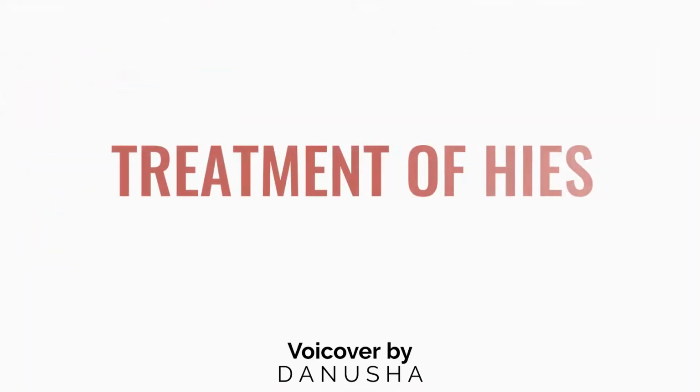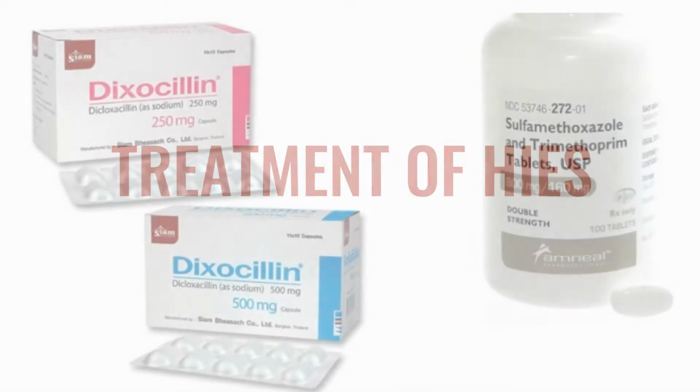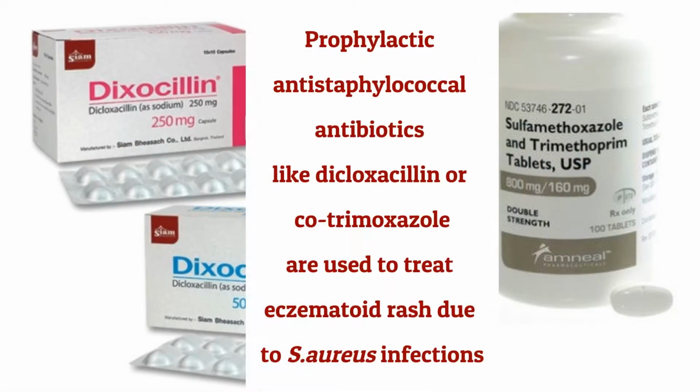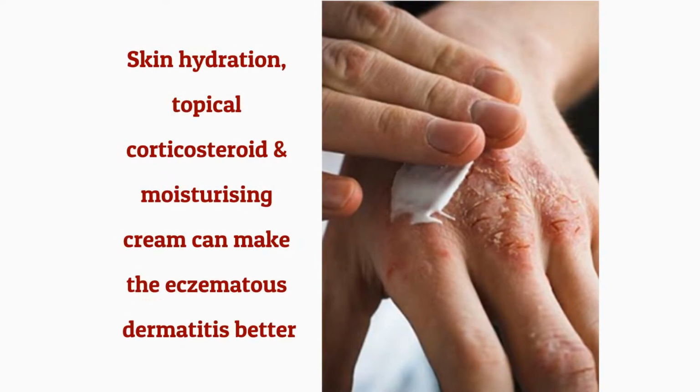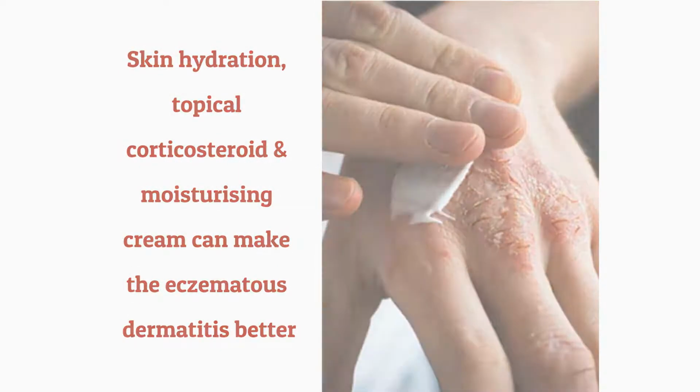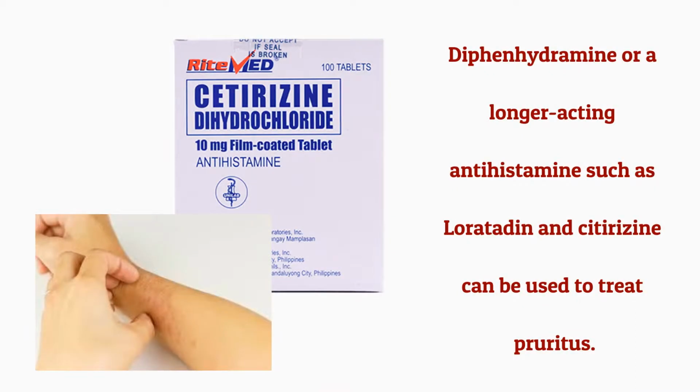There's no permanent cure, but only treatments like using antimicrobial drugs. Prophylactic anti-Staphylococcus antibiotics are used to treat eczematous rashes due to Staphylococcus aureus infections. And to treat infections caused by Candida species like candidiasis, fluconazole is the best to opt for. Skin hydration, topical corticosteroid and moisturizing cream can make the eczematous dermatitis better. Diphenhydramine or longer-acting antihistamines such as loratadine and cetirizine can be used to treat pruritus.